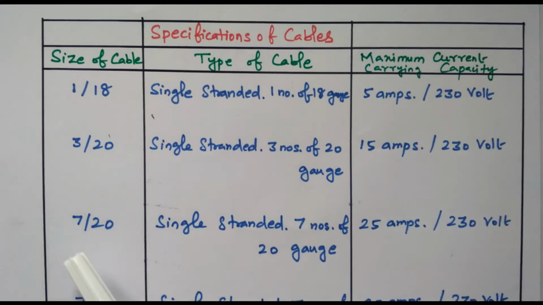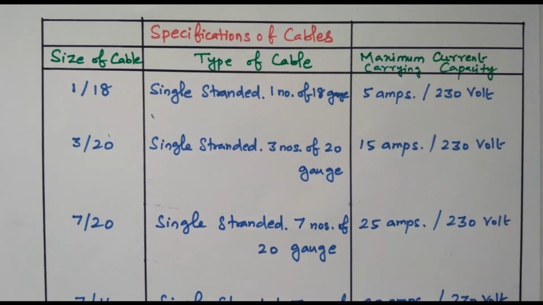Then we'll go to the third type, 7/20. Again from the name itself we can easily identify it: 7 numbers of 20 gauge conductors are available. Gauge is nothing but the thickness of the conductor. So here the gauge is 20 and 7 numbers are available, so automatically the capacity increases to 25 amperes. This type of cable can carry a maximum current of 25 ampere. The voltage remains the same, 230 volts.